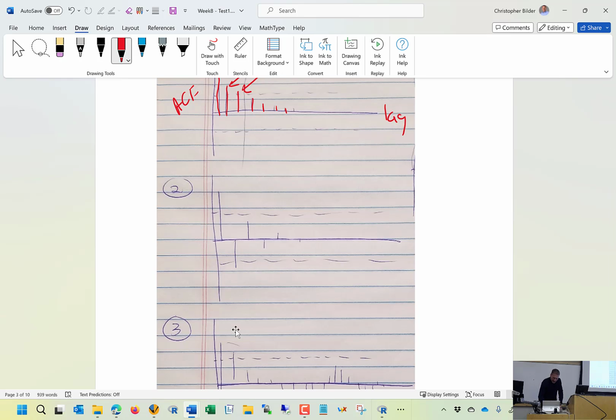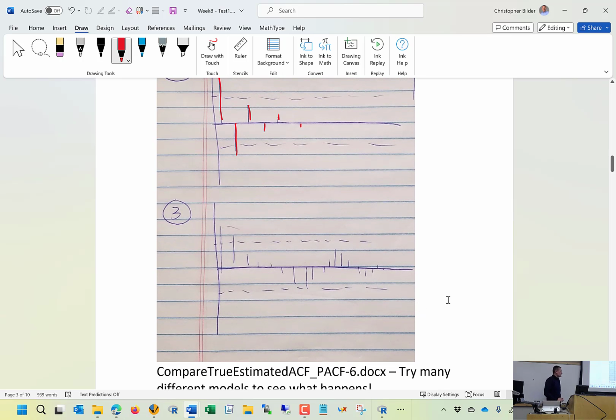Another common pattern is this alternating tailing off to 0. Some are positive, some are negative. Same concept: we're getting closer and closer to 0. And then the third one is when you see a sine or cosine kind of wave pattern. This is very similar to what we had with the earthquake data. Okay? Those are the three patterns that you're going to see for tailing off.